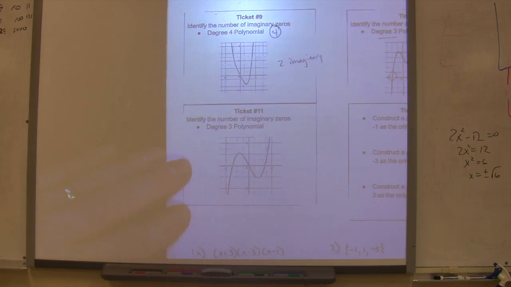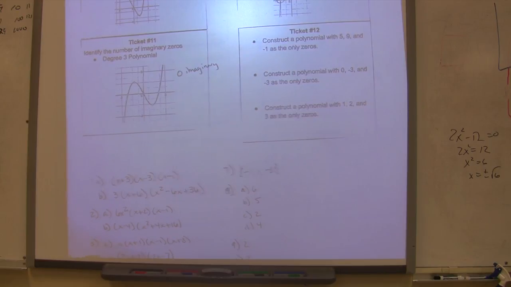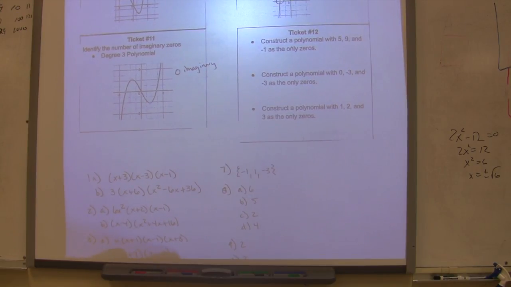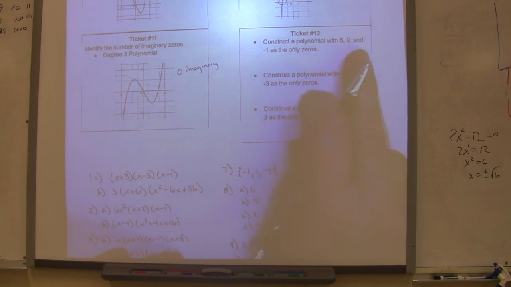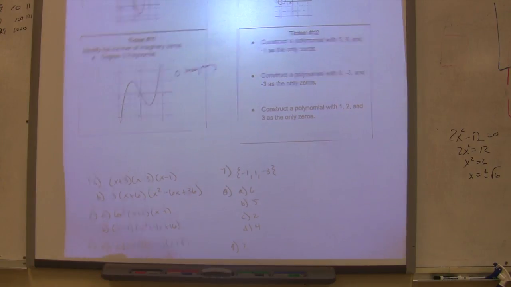And on 11, our degree is 3. We have 1, 2, 3 zeros, so we have them all. So that would be 0 imaginary solutions. And then the last part is the most difficult part on the whole thing. It says construct a polynomial with 5, 9, and -1 as the only zeros.